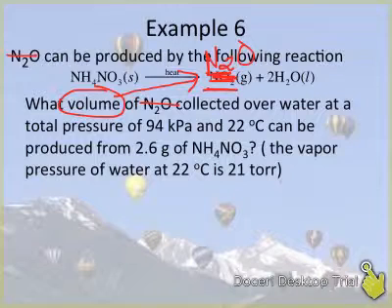Alright, so now we need to solve for volume. So, we rearranged our equation a second ago, so let's just keep using that. Our volume from PV equals nRT is going to be nRT over P.